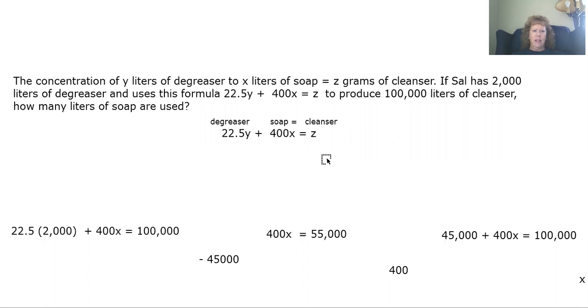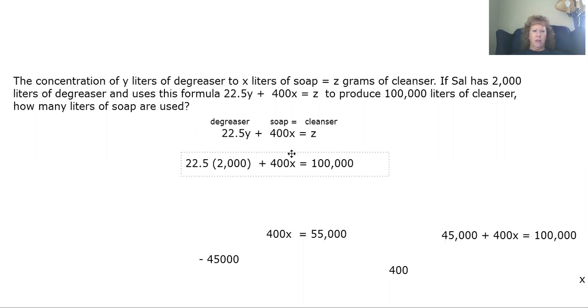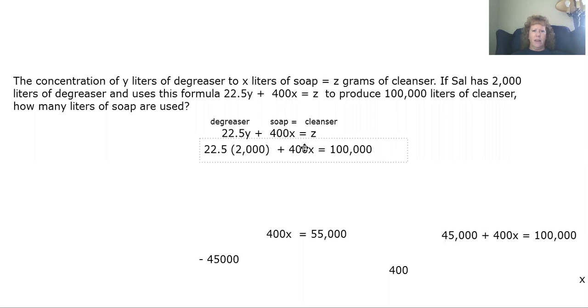So the second step we want to do is use the equation and put in the amounts for Y and Z that were told in the problem. So Y and Z were 2,000 of degreaser, so I've got 2,000 under degreaser, and 100,000 under cleanser.